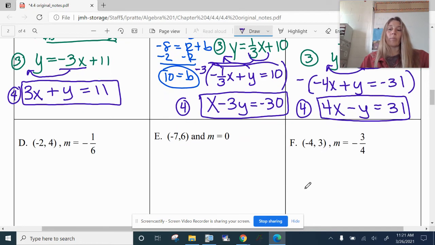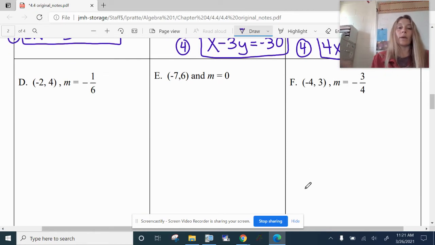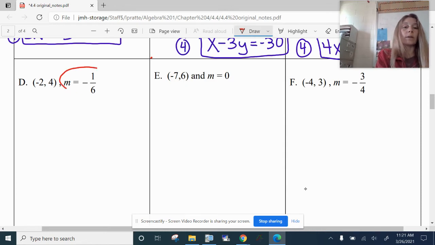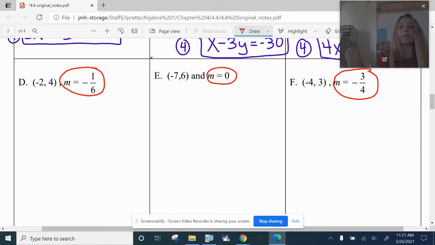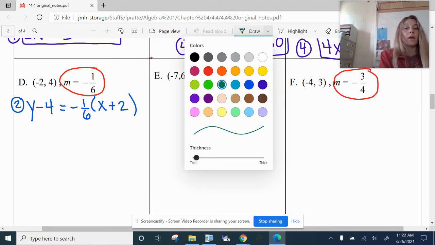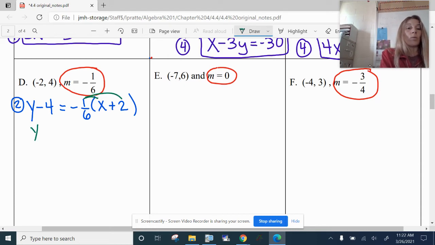Okay, so let's try a couple more. Okay, so if we take a look at example D, again, the slopes are still given to us here, so I don't really have to do too much for that first step of finding the slope. It's already done. Okay, so now for this one, again, point slope, y minus 4 equals negative 1/6 times x minus negative 2 will become an addition sign.